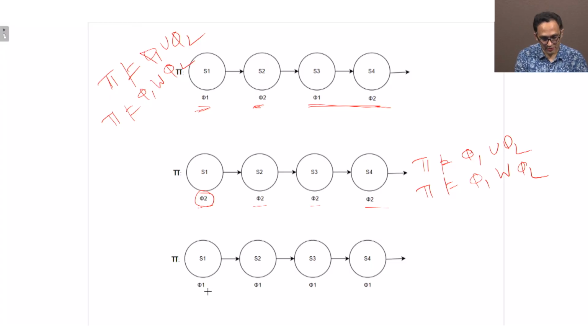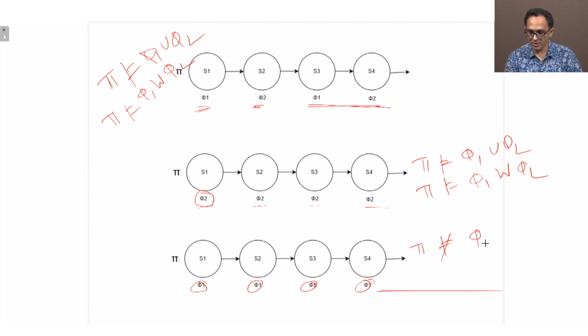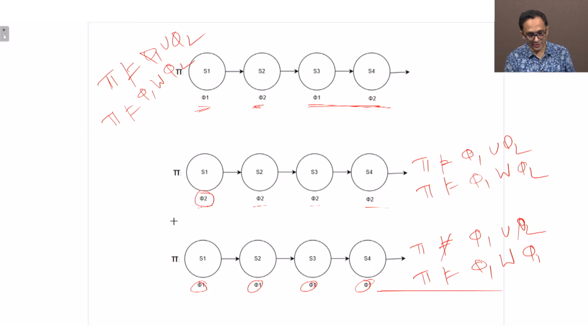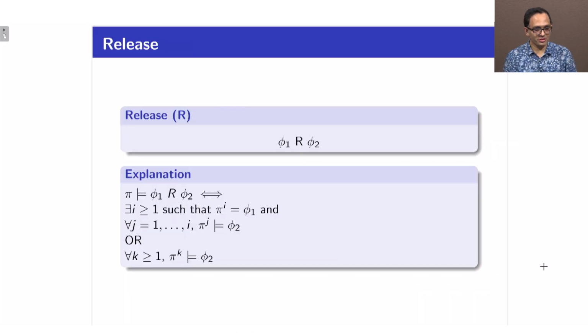Now take this path where phi 1, phi 1, phi 1 keeps holding. As I have already discussed, this path does not satisfy phi 1 until phi 2, but it satisfies phi 1 weak until phi 2 because of the second part of the clause. Even if this path only satisfies phi 1, I will say pi satisfies phi 1 weak until phi 2.